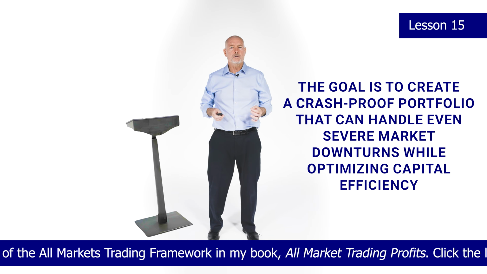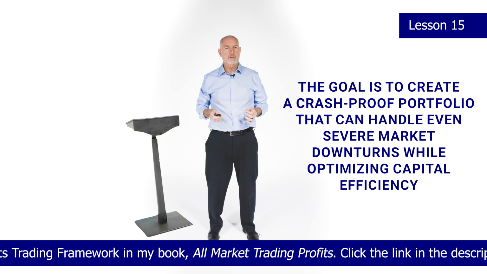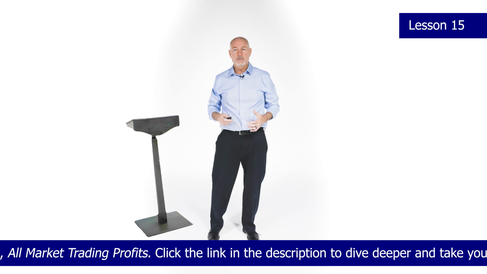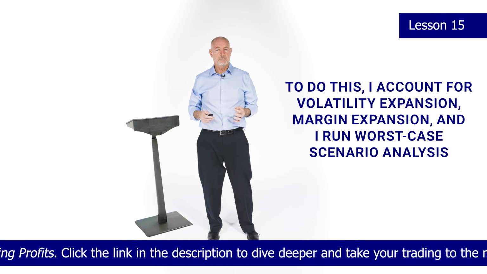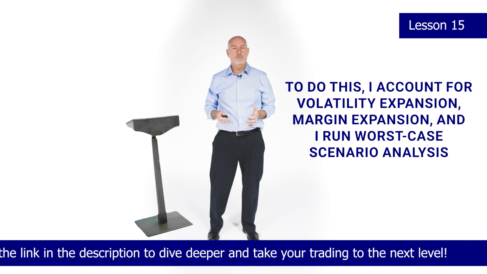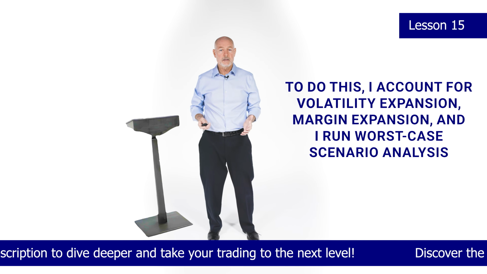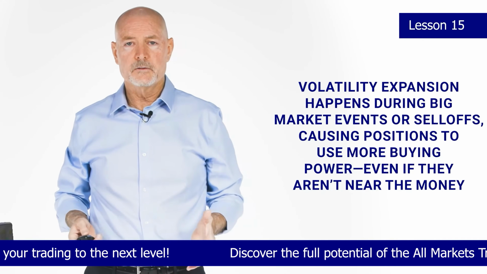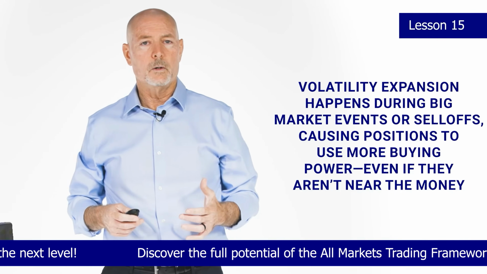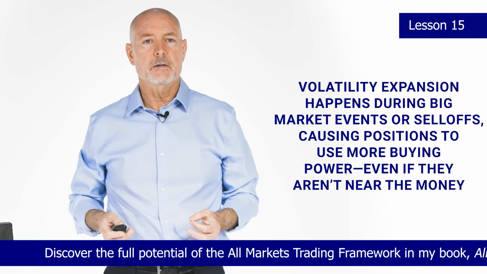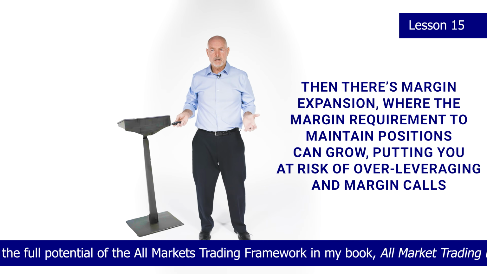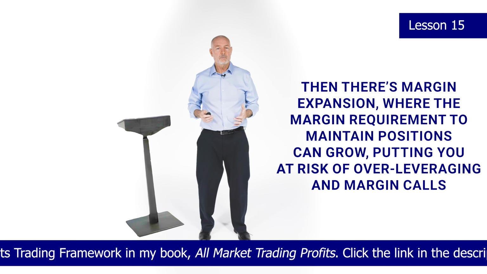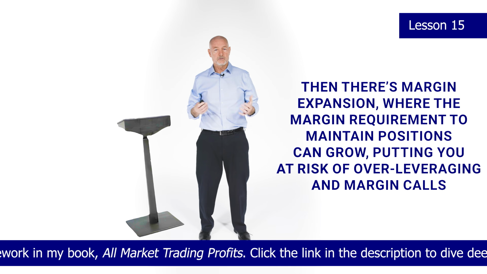The goal is to create a crash-proof portfolio that can handle even severe market downturns while optimizing capital efficiency. To do this, I account for volatility expansion, margin expansion, and I run worst-case scenario analysis. Volatility expansion happens during big market events or sell-offs, causing positions to use more buying power, even if they aren't near the money. Then there's margin expansion, where the margin requirement to maintain positions can grow, putting you at risk of over-leveraging and margin calls.